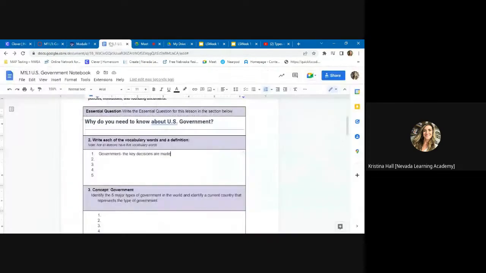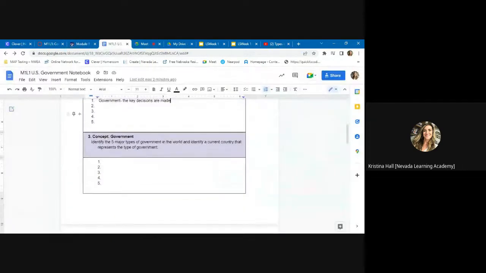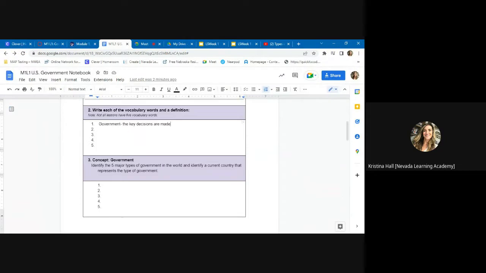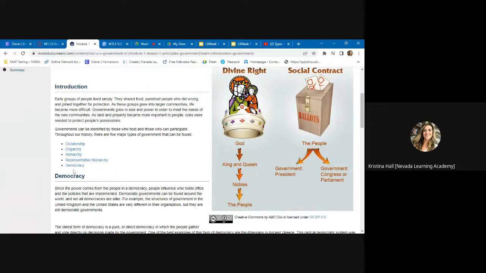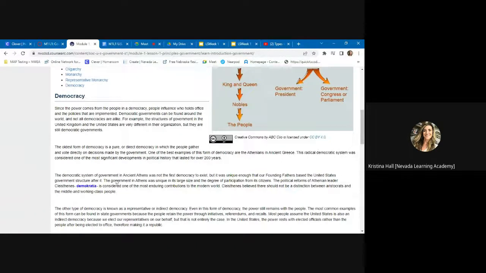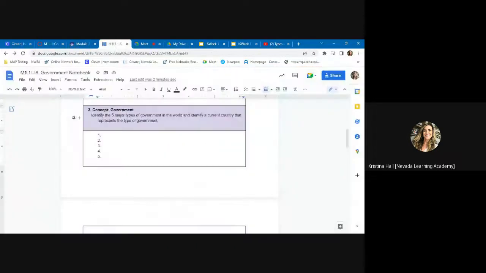So you'll notice your next section. So you should have already put your 5 terms and defined them to get full credit. Okay, concepts of government. Identify 5 types of government in the world and identify a current country that represents them. So you just have to give the 5 types and give the country. So there's going to be your 5 types of government there. So you want to always read these excerpts. Okay, there's your 5 types. So I would go through and I would list them.